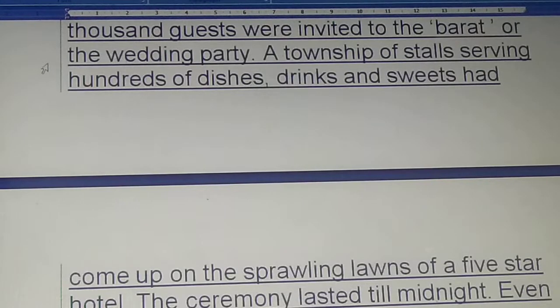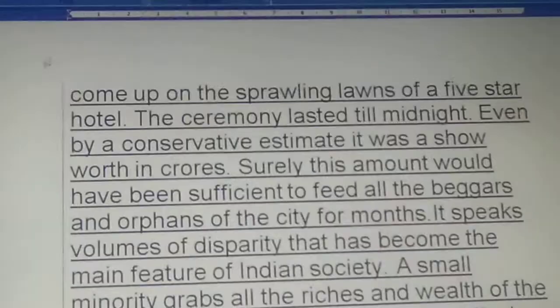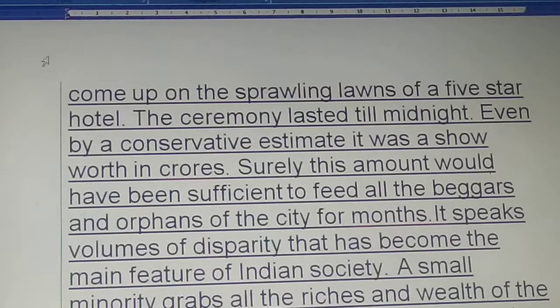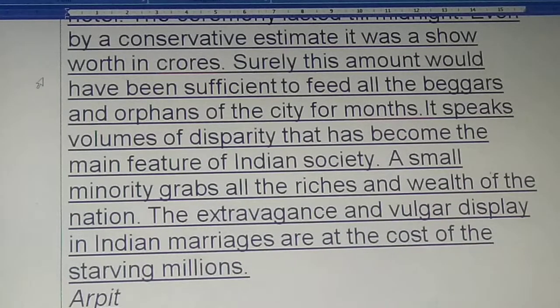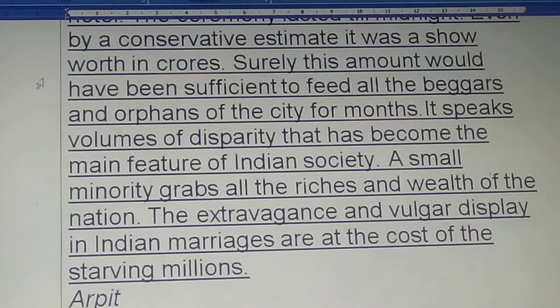A township of stalls serving hundreds of dishes, drinks and sweets had come up on the sprawling lawns of a five-star hotel. The ceremony lasted till midnight. Even by a conservative estimate, it was a show worth crores. Surely this amount would have been sufficient to feed so many beggars, orphans, poor people. A small minority grabs all the riches. Very sad state.